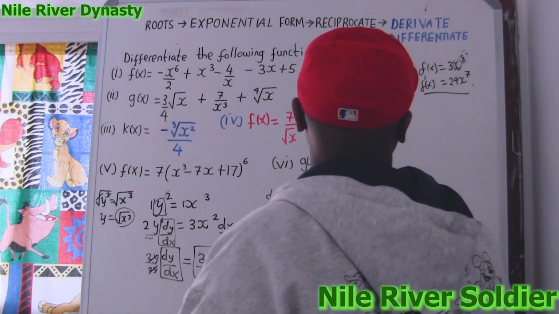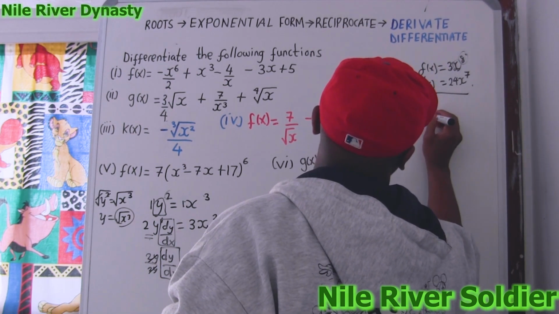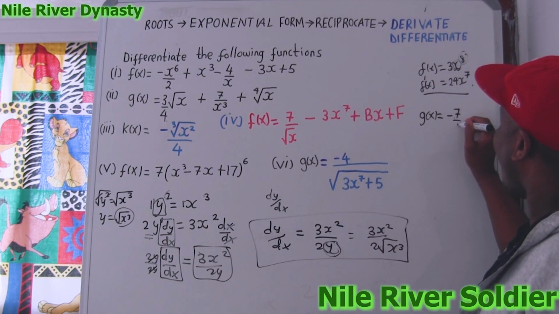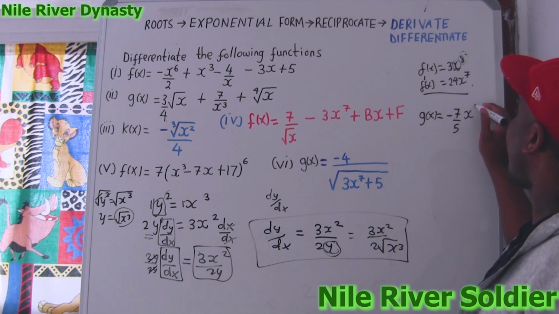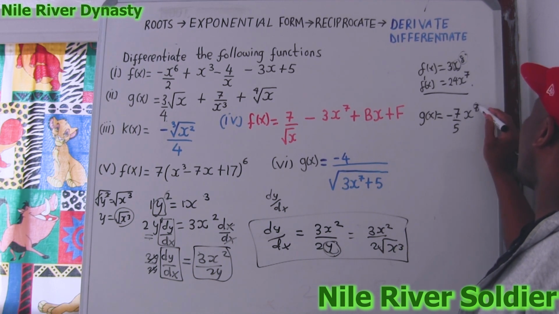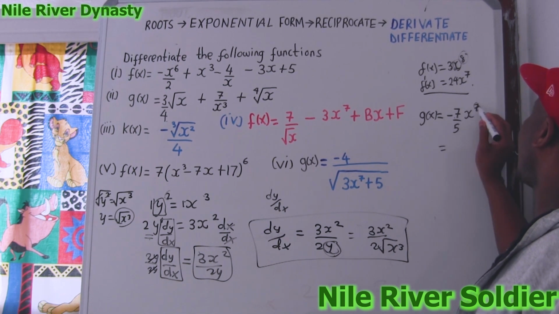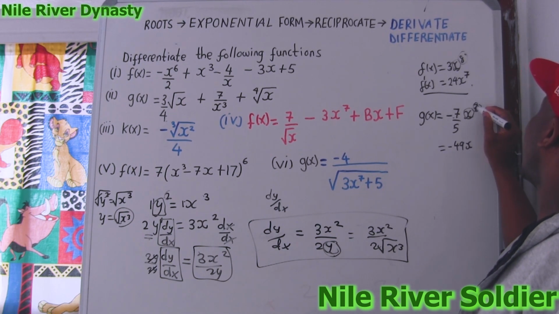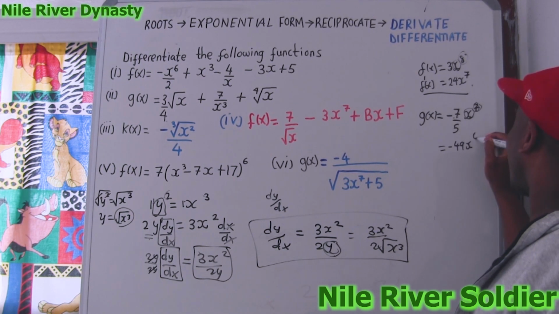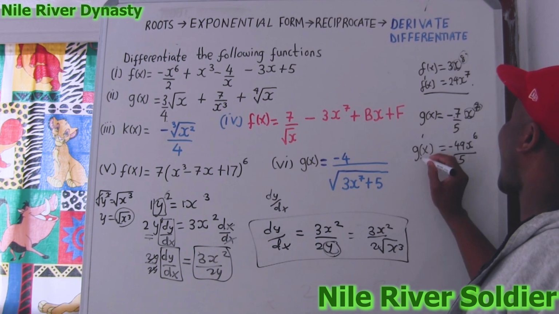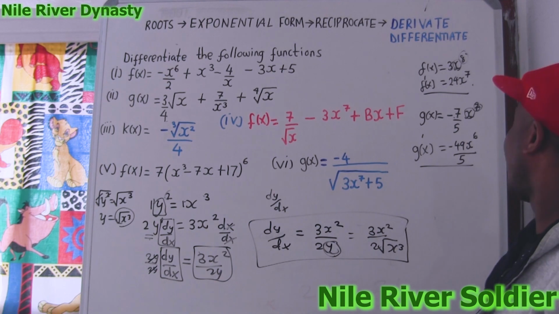Now let's do some more examples. Somebody gives you, let's say, g of x equals negative 7 over 5 times x to the power of 7. What you're going to do is take this number and multiply here. So 7 times negative 7 is going to be negative 49. Drop, write your number exactly, and then take this 7 minus 1. 7 minus 1 equals 6, and then over 5. Then write g prime. That's how you differentiate. You know what I'm saying?